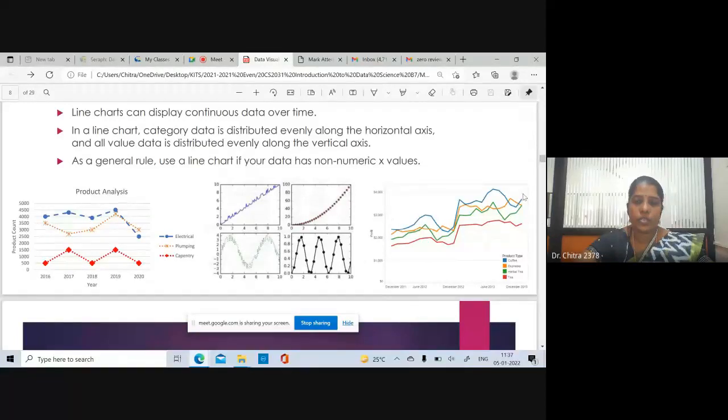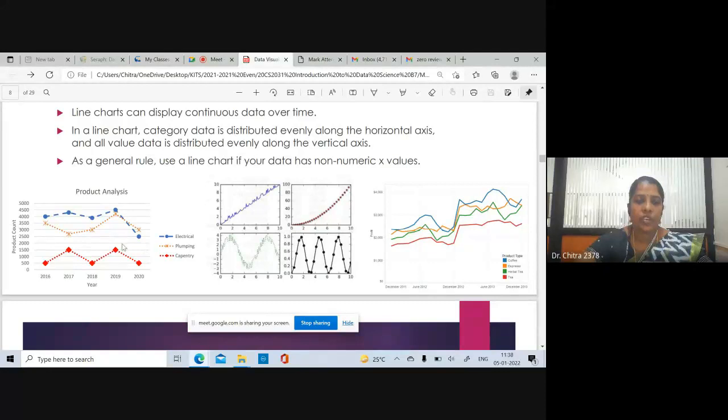So this is also an example for a line chart. Here, without any points, you're continuously marking this data. These are examples for line plots. In the line plots, when you are drawing the lines for each and every category, you try to use a different color. Then it is easier for us to understand.